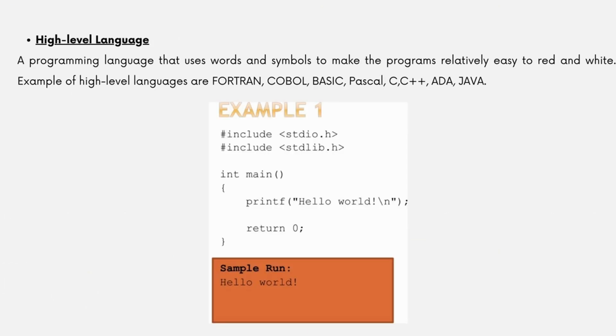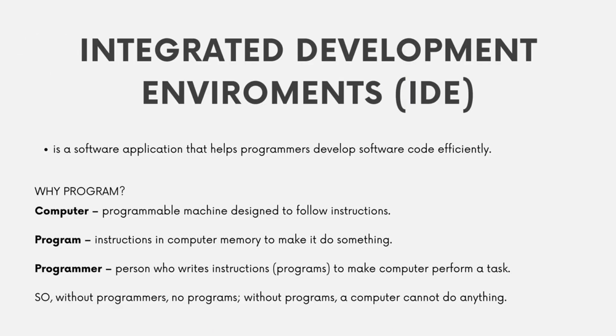Okay, so next is high-level language. A high-level language is a programming language that uses words and symbols to make programs relatively easy to read and write. An example of a high-level language is C++. This is an example of a high-level language.